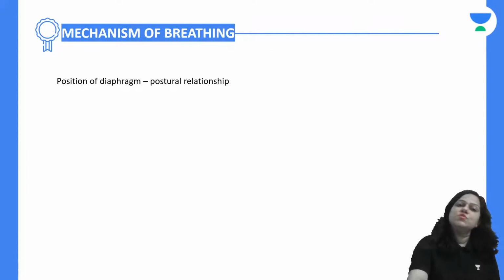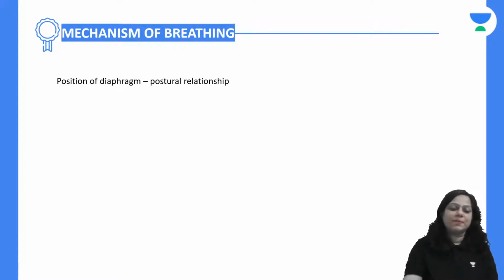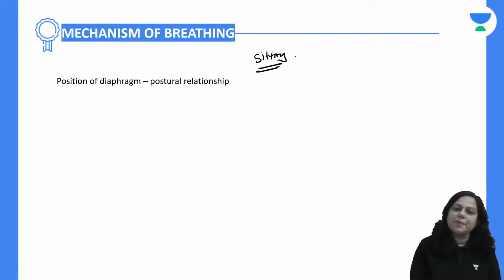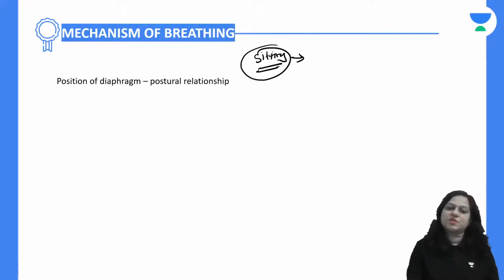Now come to the position of the diaphragm with the posture. Which position is most comfortable and which one is least comfortable? See, whenever the person sits in sitting position, what will happen? This is the most comfortable position, sitting position. Why? That is because the diaphragm is down.